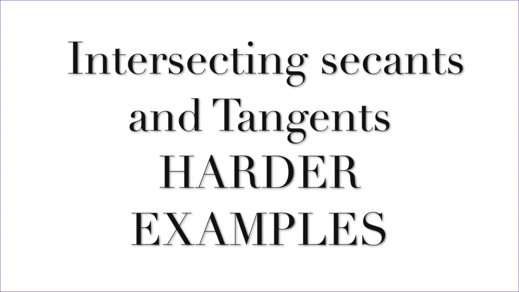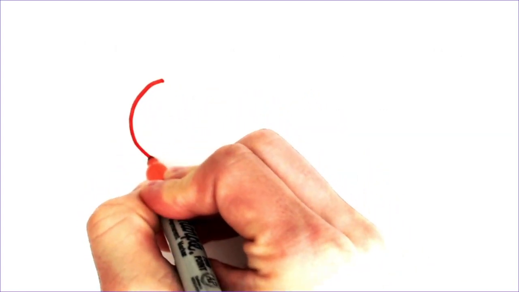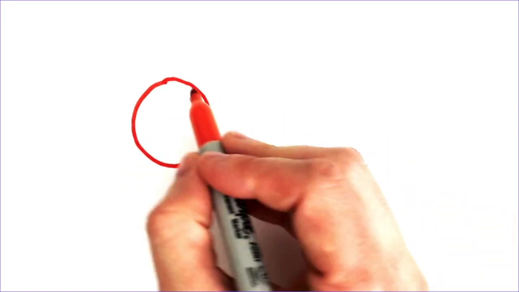Today we're going to be looking at intersecting tangents and secants and finding the lengths of those chords. So let's get into it. We can have a circle, and we are going to have two secants this time.